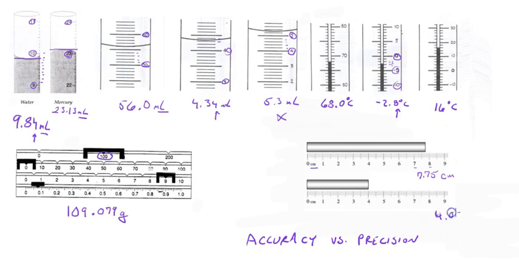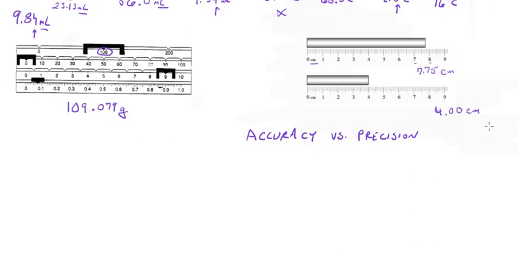So I actually have to go 4.00 centimeters because it is marked every tenth, so you must go to the hundredths. So one of the key things I want you to pick up on is you're always going to go one place more than the instrument is marked.